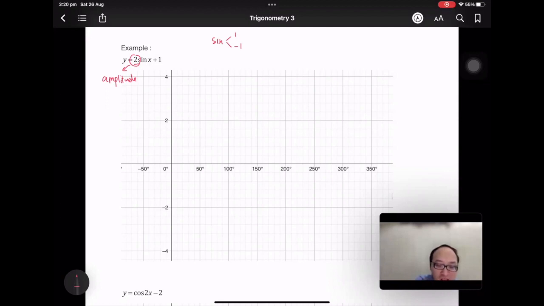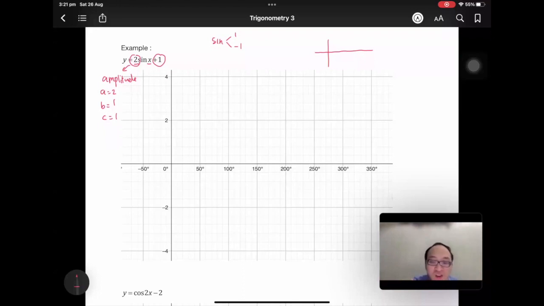And in here, A is 2, B, the number in front of x, is 1, and C equals 1. That means the principal axis will be lifted 1 unit upwards. So if we remember the basic graph for sine, it starts from 0 and then goes like this. It is maximum at 90 and minimum at 270, maximum 1 and minimum negative 1.